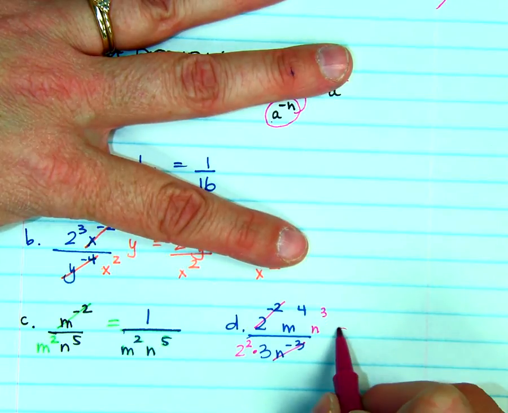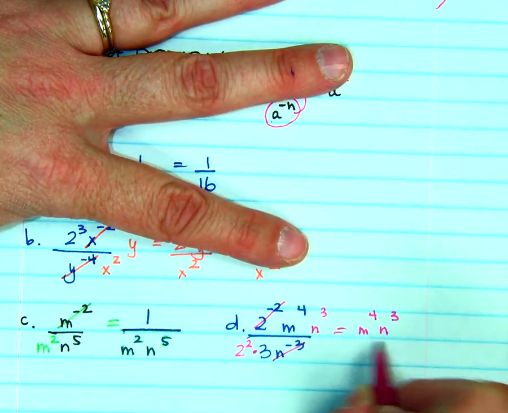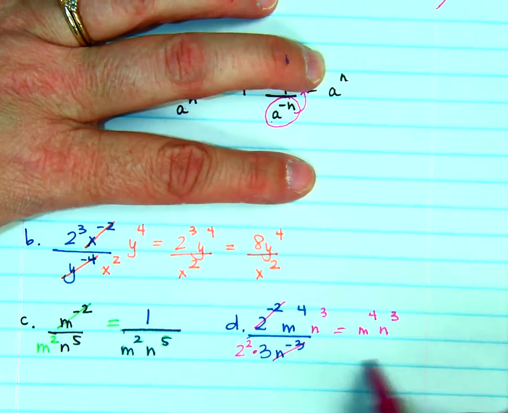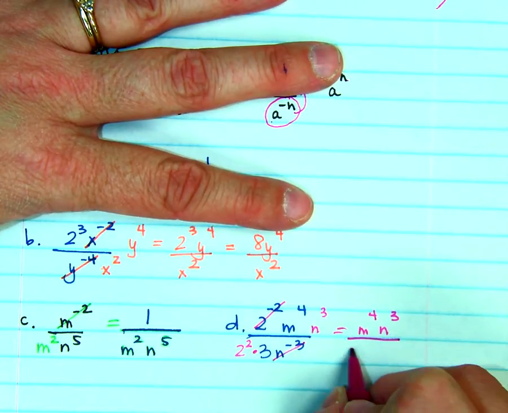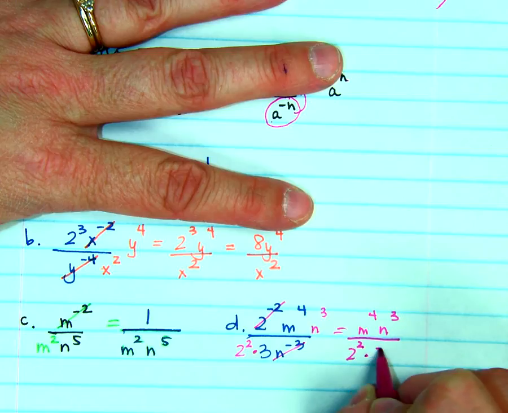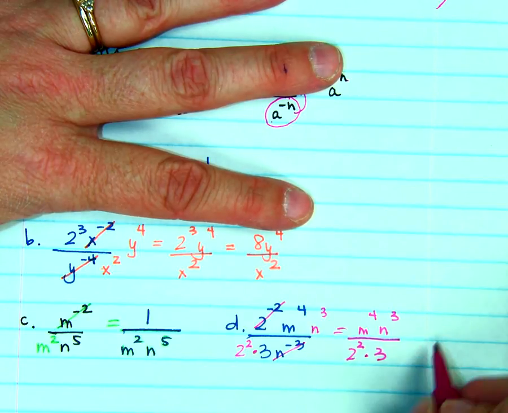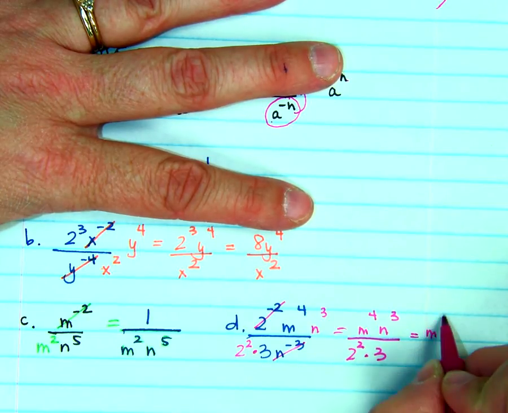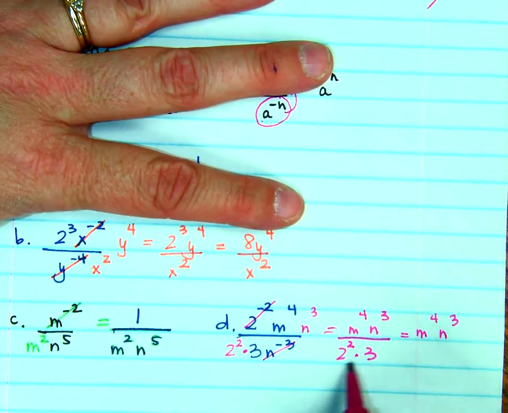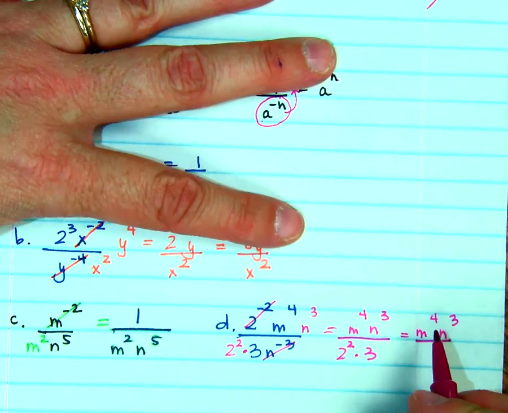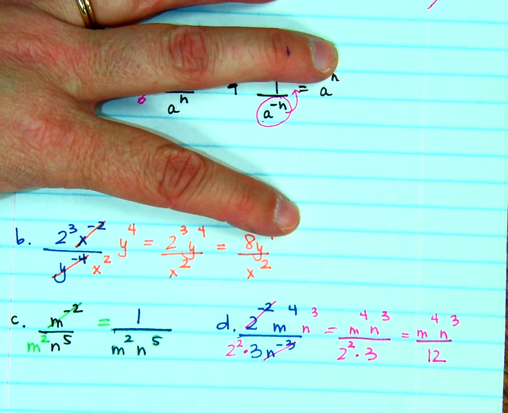I'm going to clean this up. M to the 4th, N to the 3rd. When you are working with multiple variables, make sure you put them in alphabetical order. And I have 2 squared times 3, that's all that's left. Again, we can simplify this. 2 squared is 4 times the 3 gives me a 12. Okay?